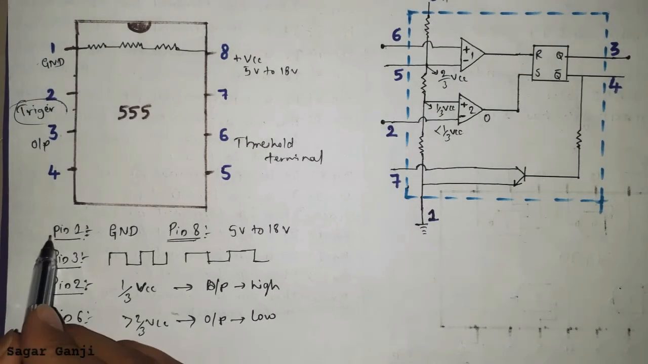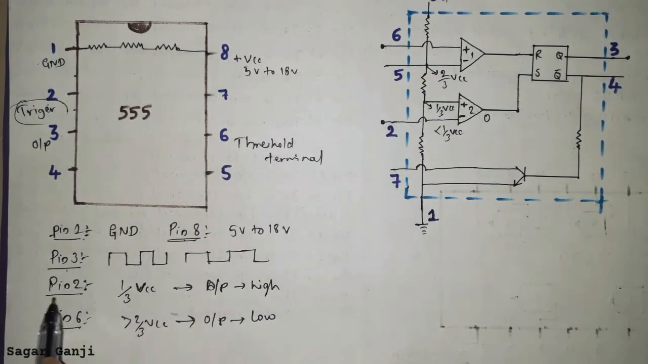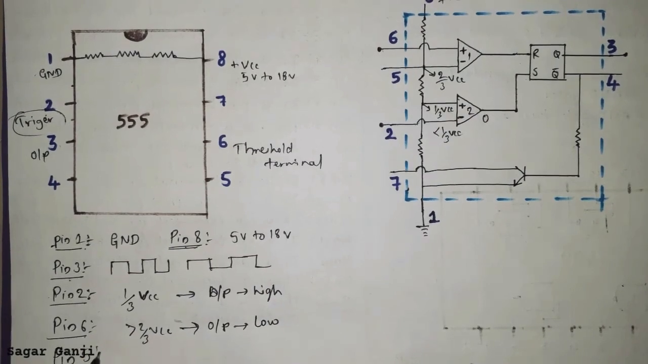As we can see, pin number 1 and 8 are the power supply pins. Pin number 3 is the output pin, and pin number 2 and 6 are input pins. One is trigger, another one is threshold. So let us move on to pin number 5.